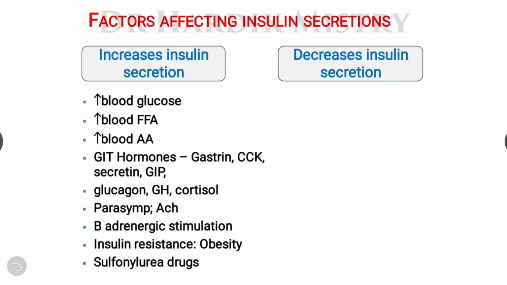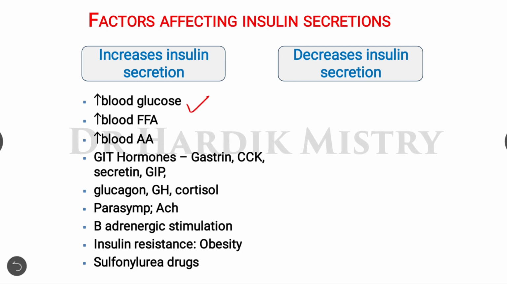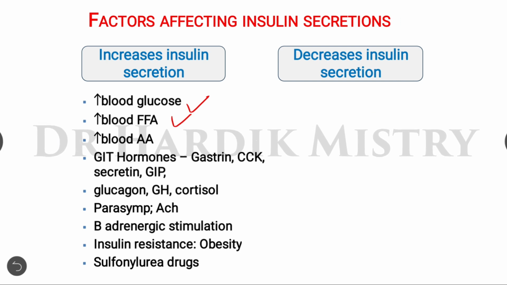Which are the factors which increase insulin secretion? Increase in blood glucose level, increase in blood free fatty acid level, increase in blood amino acid level, GIT hormones: gastrin, cholecystokinin, secretin and gastric inhibitory peptide, glucagon, growth hormone and cortisol, parasympathetic nervous system stimulation, acetylcholine, beta-adrenergic stimulation, insulin resistance which leads to obesity, which is also one of the factors that increase insulin secretion, and sulfonylurea drugs.